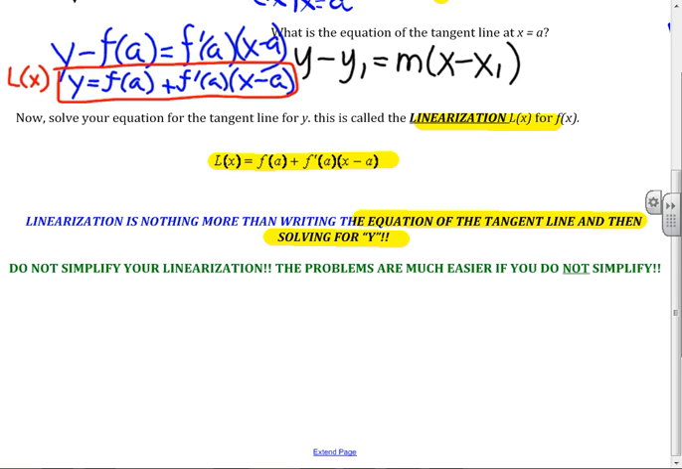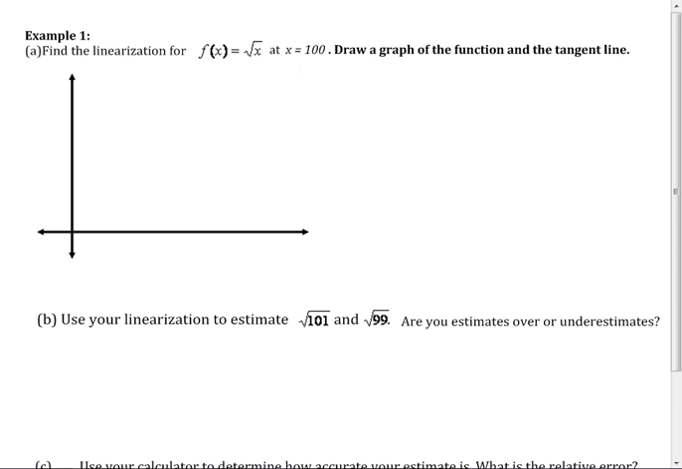By the way, do not simplify your linearization. Leave it x minus a. Some of you want to make it y equals mx plus b. Don't. It's going to be much easier not to do it. Okay, so we're ready to try a problem. It's similar to what we did yesterday. It's just a different way of saying kind of the same thing.